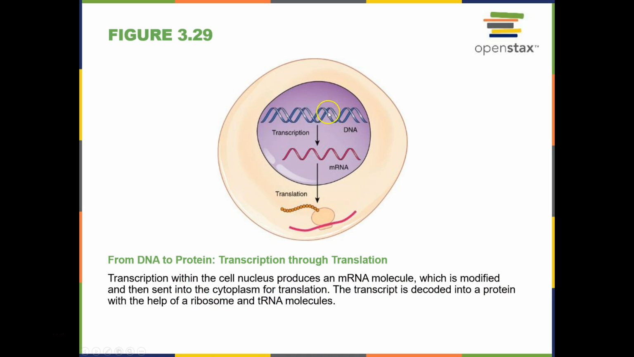So here you have your DNA. DNA is transcribed into messenger RNA. This all occurs in the nucleus. It's then going to be processed, and then you move it out into the cytoplasm onto those ribosomes where we have translation occurring, and that's what this figure shows.